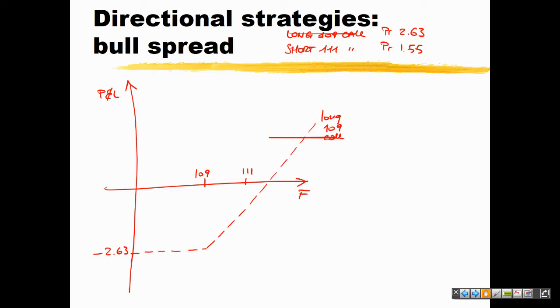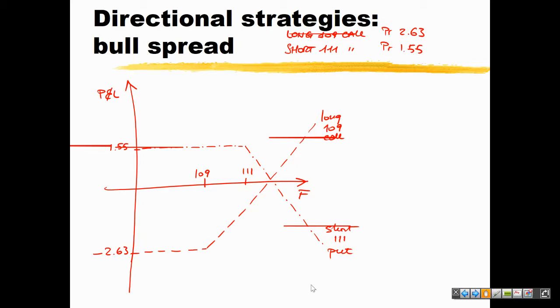Second part of the story is the short 111 call. And until the future price at maturity is 111, what happens is that I simply get the premium as a profit. From 111 onwards, things start to go worse because I have the other counterparty exercising until I have a potentially large loss. So this is the short 111 call, okay?